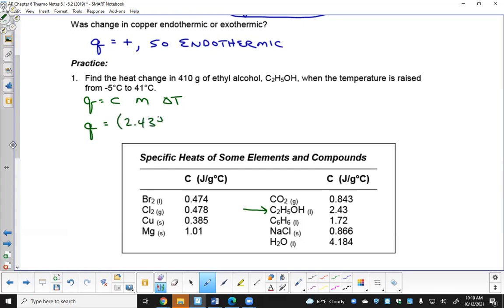2.43 joules per gram, I'll leave it in Celsius here. Mass of 410 grams. Final temperature is 41. Initial temperature is -5 degrees Celsius. I think this is one of the reasons why the textbook always emphasizes Kelvin. It's so that you don't run into negative temperatures and encounter a double negative like that. Otherwise, there's really no reason to force Kelvin versus Celsius.